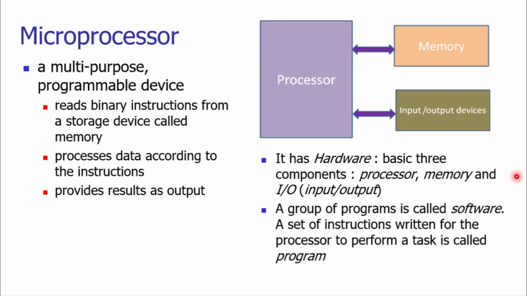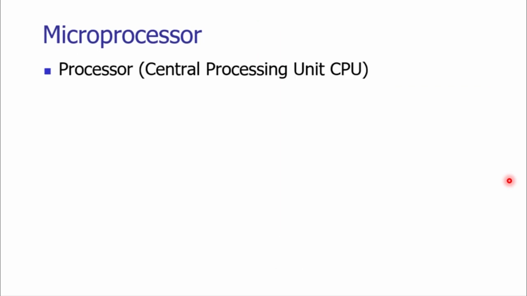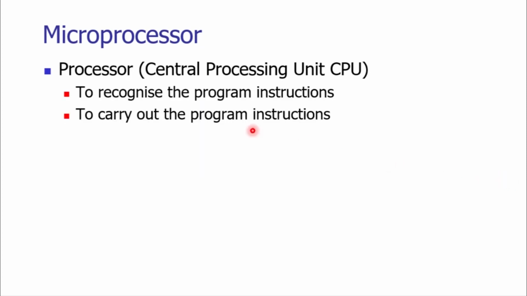Well, these components are integrated together, but their coordinated operation will be carried out by a set of instructions. And that set of instructions is nothing but the program. And when we group together a variety of programs, then we call that a software. So let us see what this processor does. The processor recognizes the program instructions and executes those program instructions as per the order given, as per the sequence given.